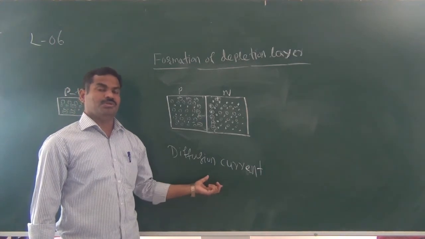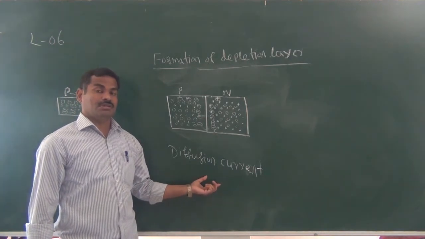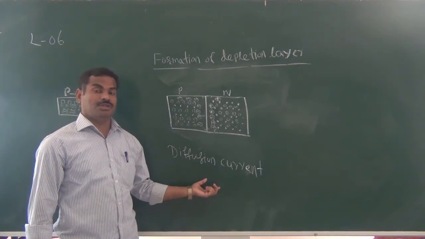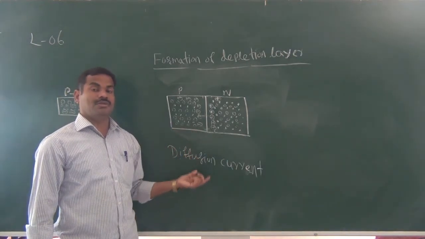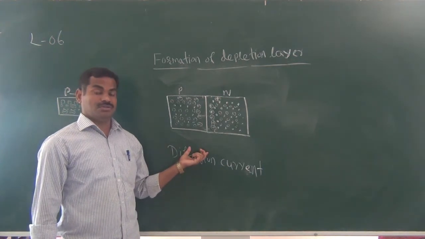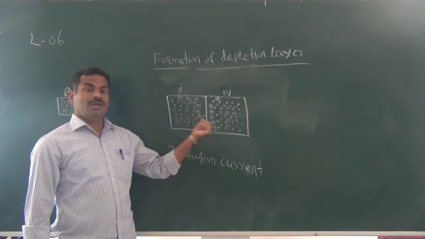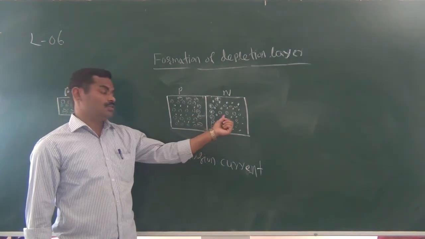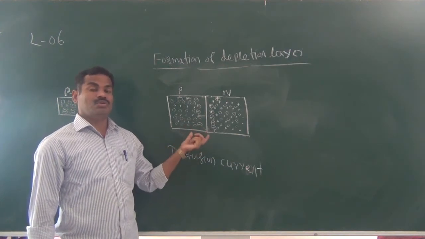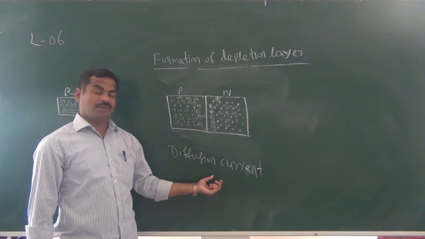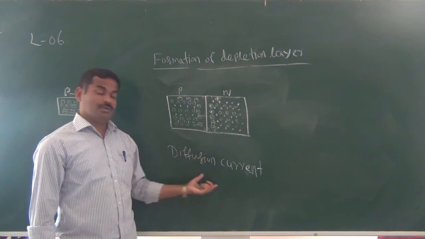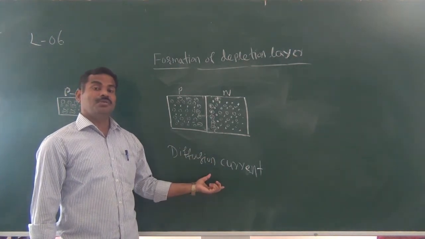As you know, current is nothing but moving of charges. In a semiconductor there are two types of charge carriers, holes and electrons, and the moving of holes and electrons becomes the current. So what is diffusion current? It is the current because of the concentration difference. Where holes move there is less concentration of holes, and where electrons move there is less concentration of electrons. That current is the diffusion current.